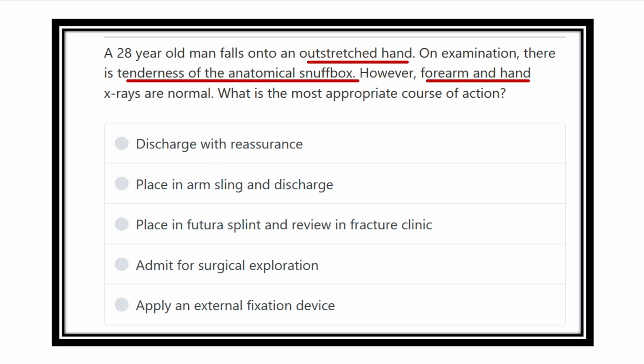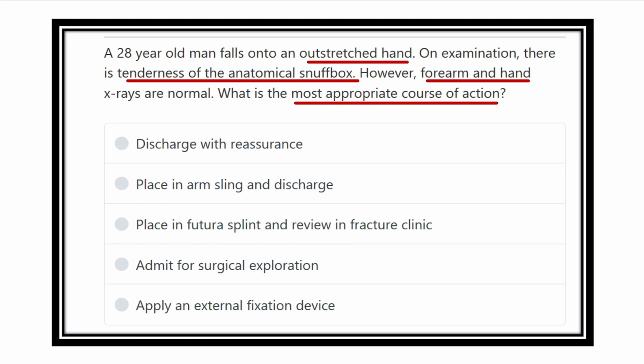What is the most appropriate course of action? That means a patient falls onto an outstretched hand, there is tenderness in the anatomical snuffbox, and the X-rays of the forearm and hand are normal. What is the most appropriate course of action?